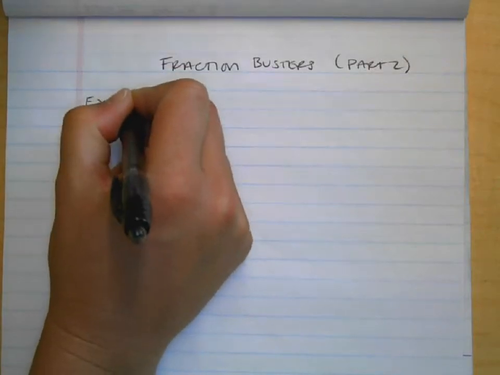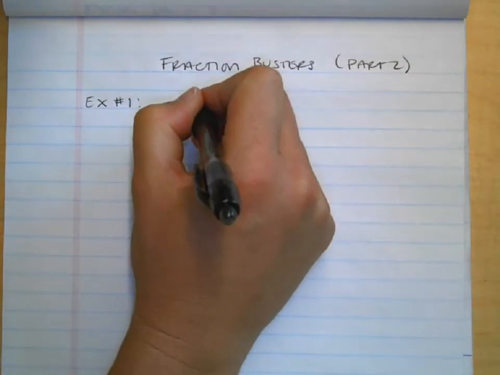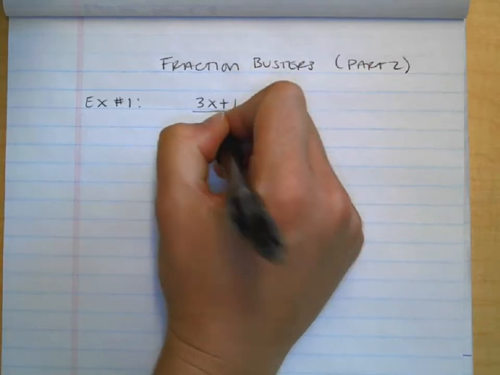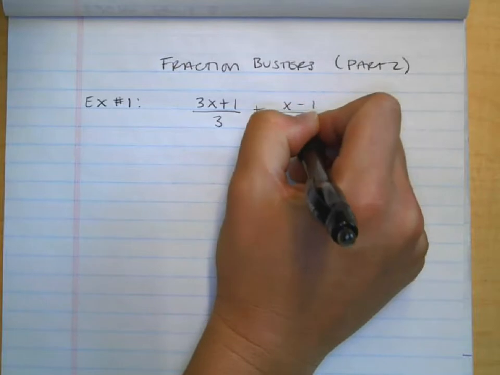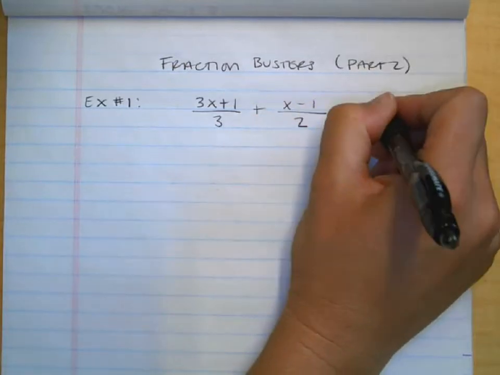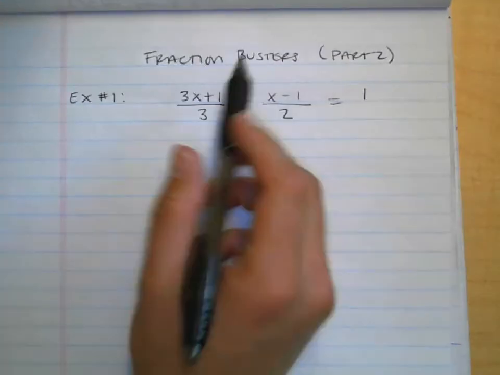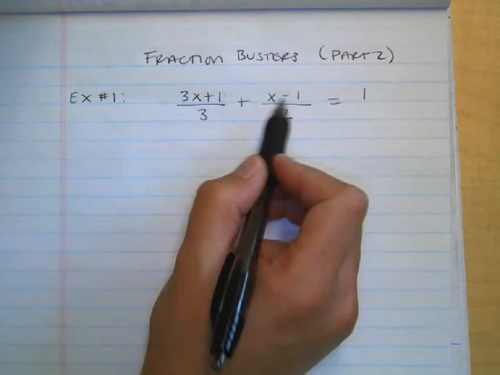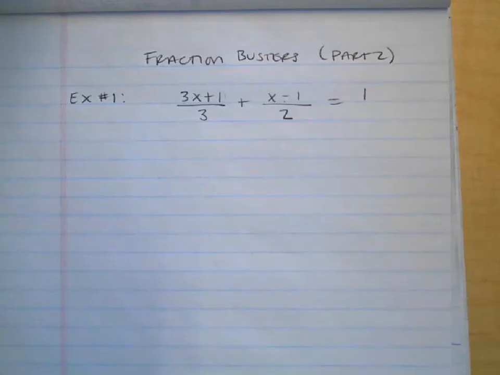So example number 1, we're going to have, let's do our original equation. So we have 3x plus 1 divided by 3 plus x minus 1 divided by 2 equals 1. So these are going to start getting a little bit more difficult. The reason why is because you actually have an expression here where you have the positive and the negative. Now we have 2 terms on top instead of just the 1.